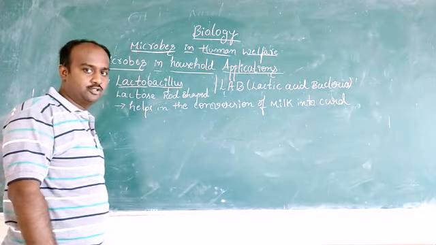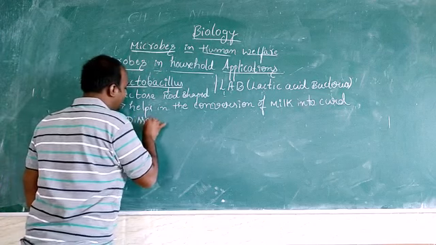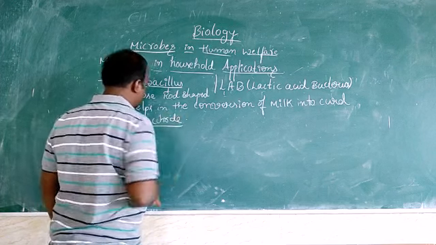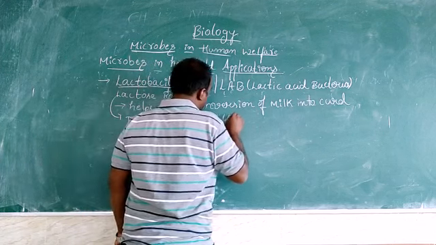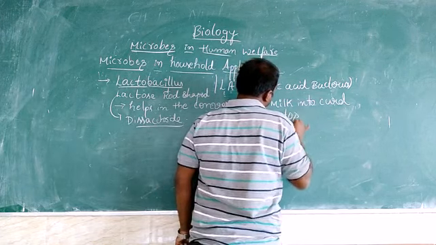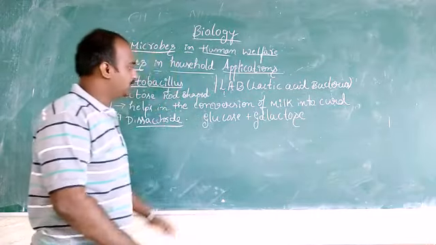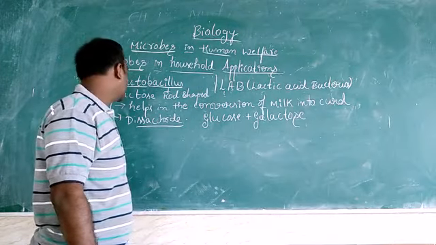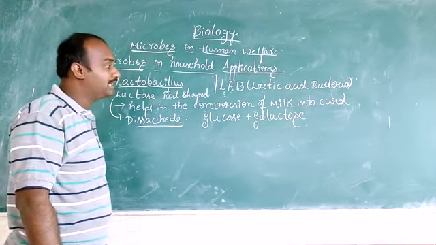Lactose is a milk sugar. This lactose is a disaccharide, obtained by the combination of glucose and galactose. Glucose and galactose, these two are the monomers, okay, monosaccharides which combine to form a disaccharide, that is lactose. How does the lactose help in conversion of milk into curd?